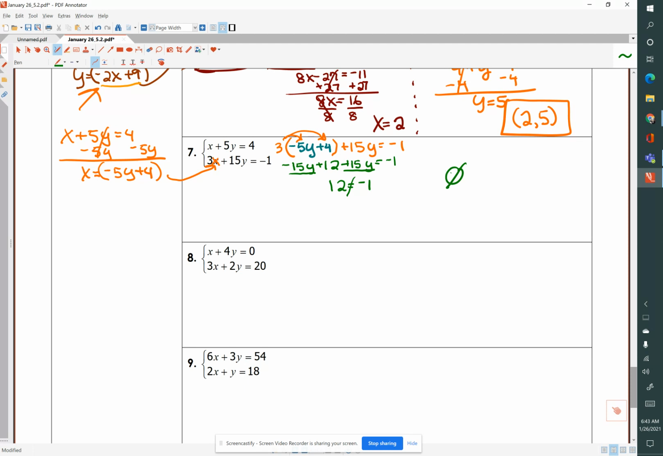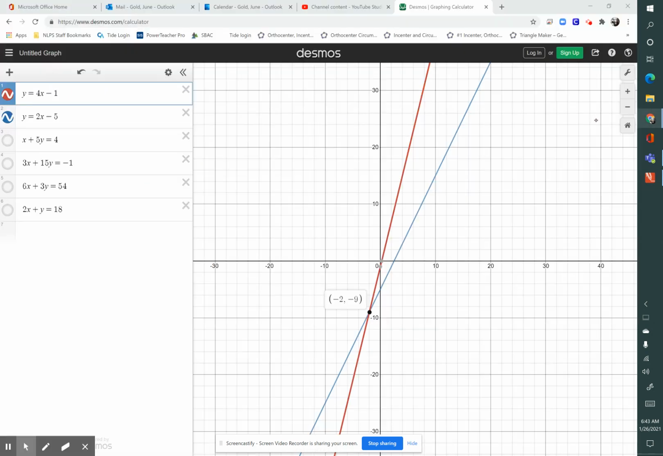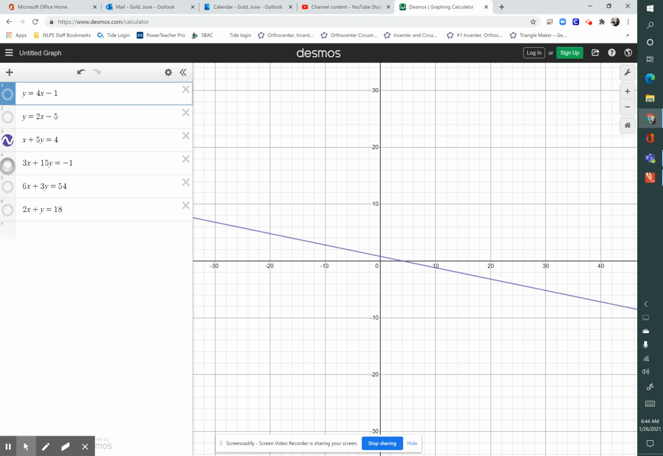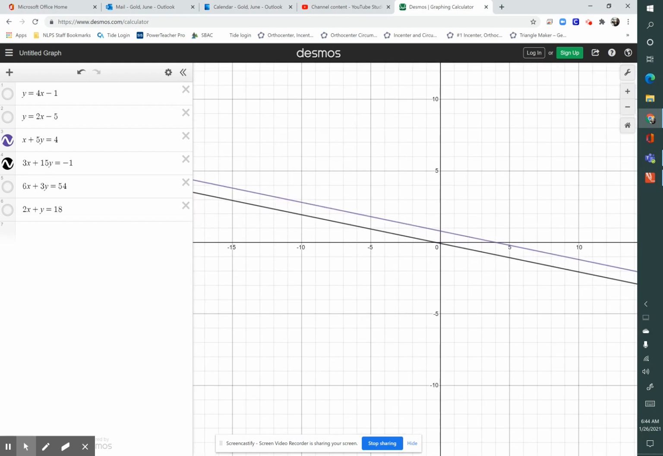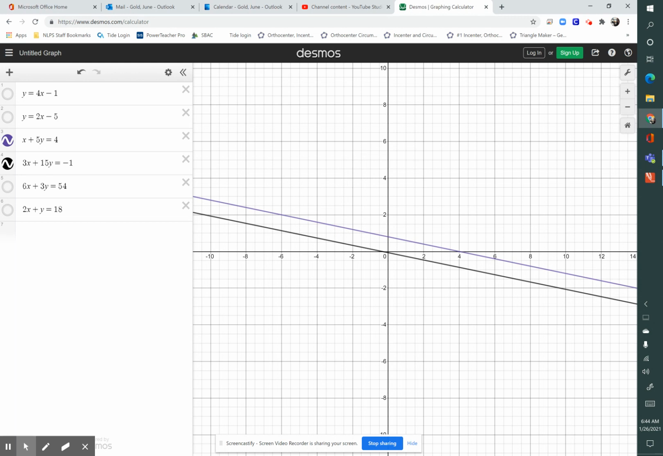So let's take a look at these two graphs on Desmos. I'll turn off my first two, and I'll put the second two. I've entered them as they were originally in the problem. So we have x plus 5y equals 4, the purple line, and 3x plus 15y equals negative 1, the black line. And what you see is they're parallel lines.